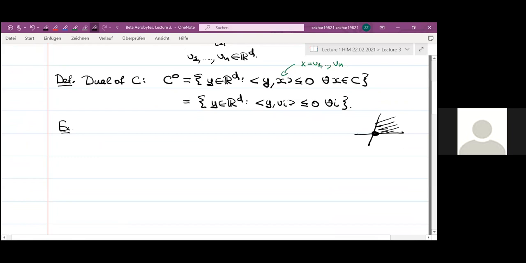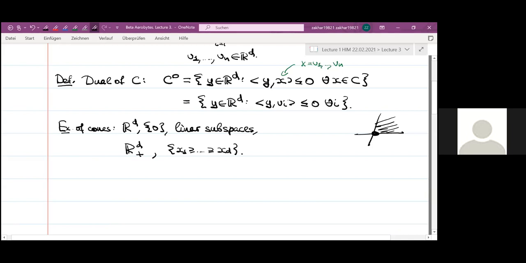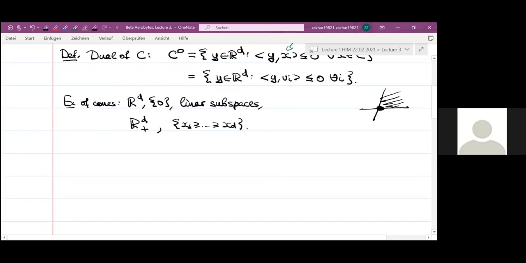Now, some examples of cones. The whole space and linear subspaces are cones. Now, something less trivial is the positive orthant. So it's the set of all points with all coordinates positive. Or any set defined by finitely many linear inequalities is a cone. For example, something like that is called the Weyl chamber. So a set given by these inequalities.